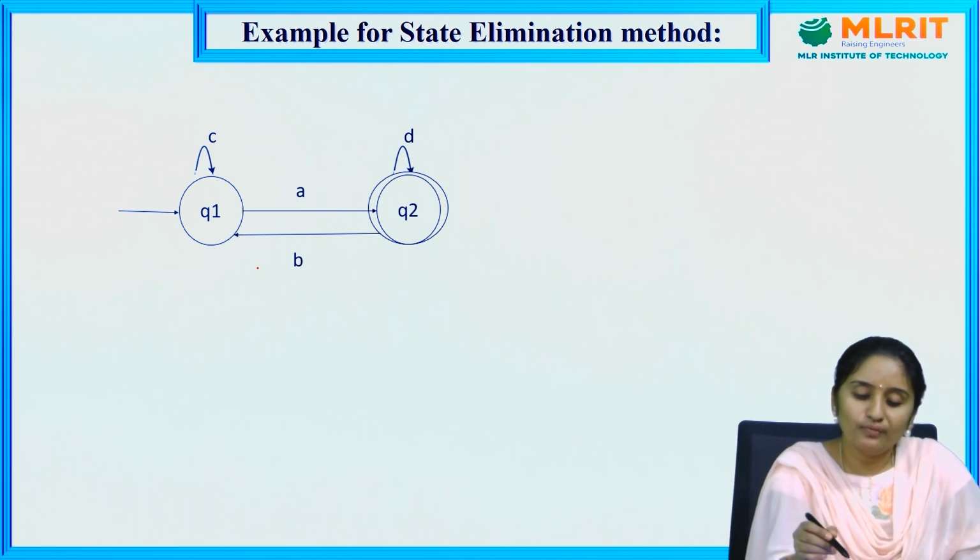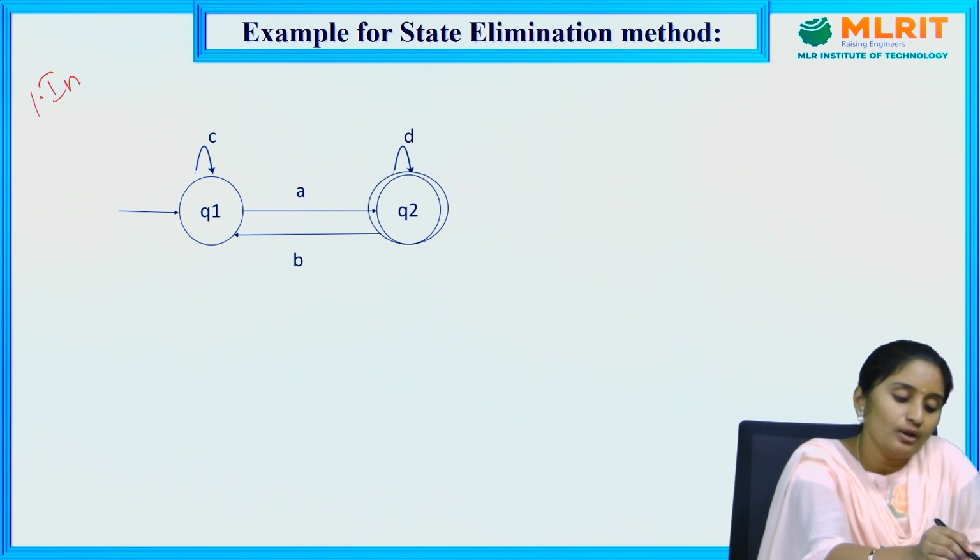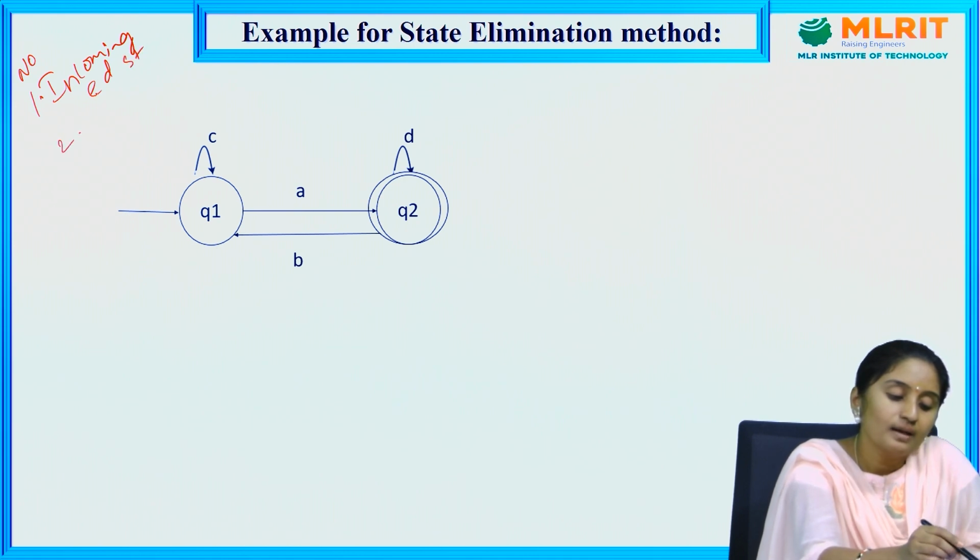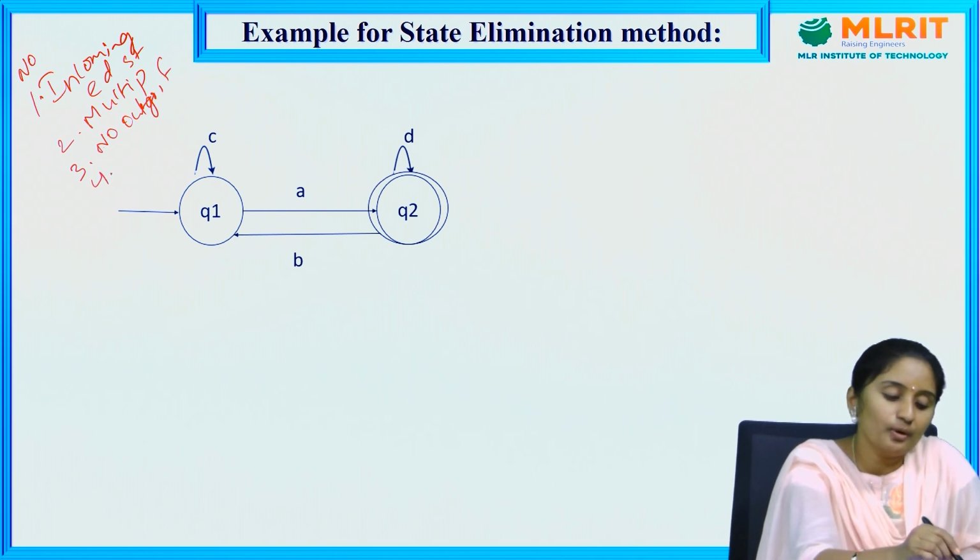So let us go for the first step. What is the first step we are having? It should not have any incoming edge. The first step is no incoming edge for the start state. The second point is no multiple final states. The third point is no outgoing edge for the final state. And the fourth point is remove intermediate nodes.